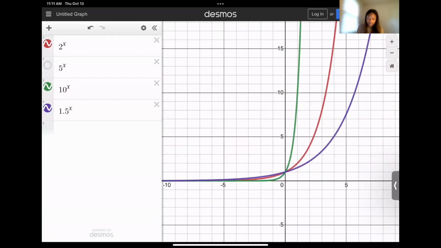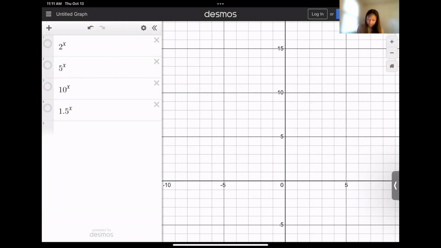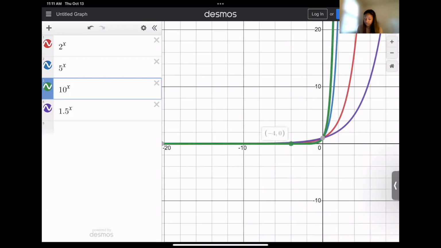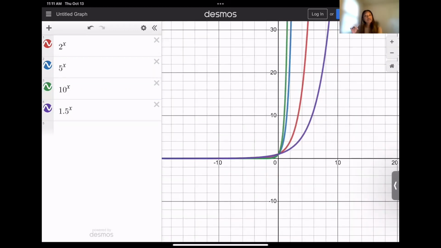Notice first that if we look at each of these individually, they all have the same kind of shape. They also all have the same y-intercept, 0, 1. They all have this horizontal asymptote at the x-axis, y equals 0. And they're all exponential growths, but the graphs are different. What's different? The difference is the steepness of the graph, or how fast the graph increases or grows.